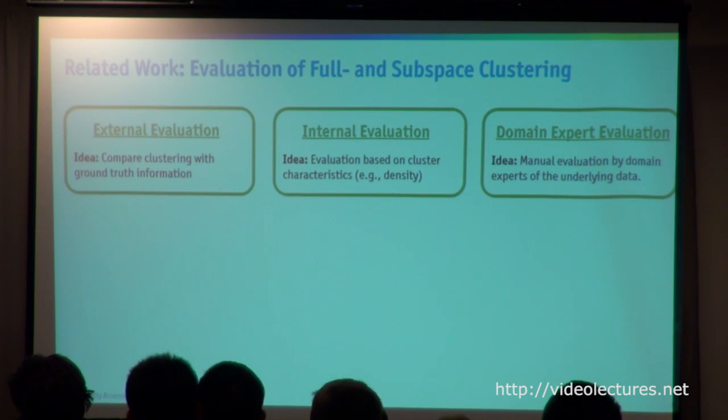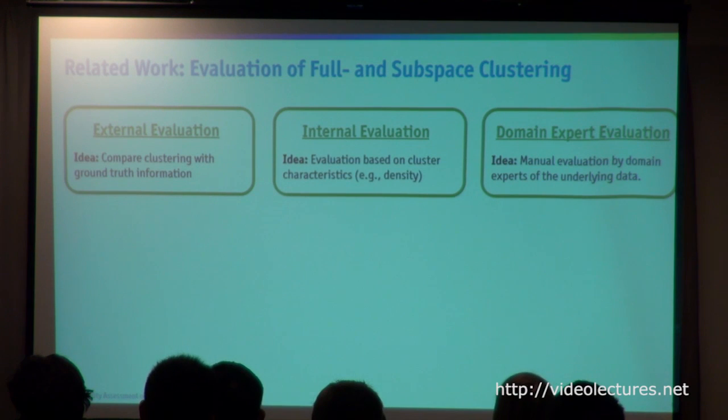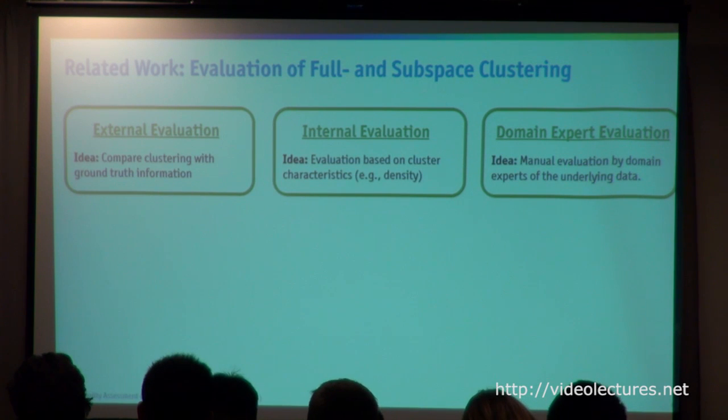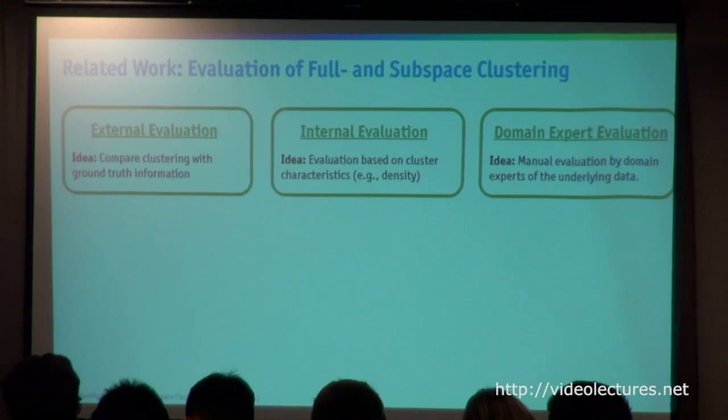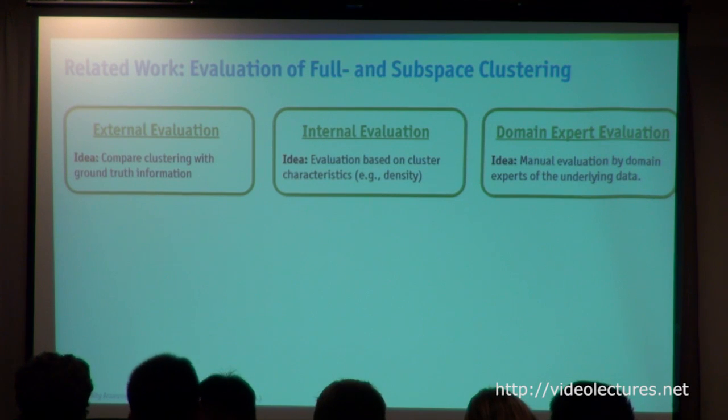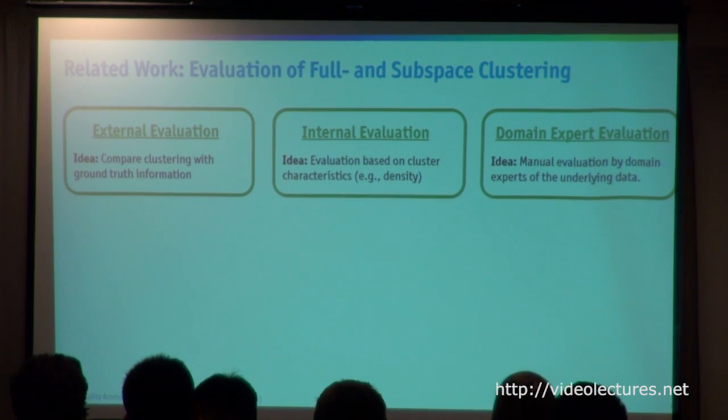If we go to the related work, there are basically three different approaches to assess the quality of clusterings and subspace clusterings. First, we compare our clustering result with some ground truth information and decide how well that fits together. The second is internal evaluation, purely based on clustering characteristics, for example density or separability, but so far there are no internal quality measures for subspace clustering given in the literature.